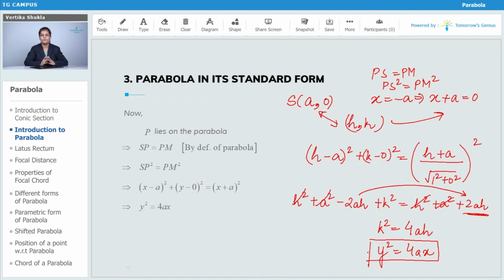Now there are some key terms that you have to understand with the parabola, which we will be discussing now.